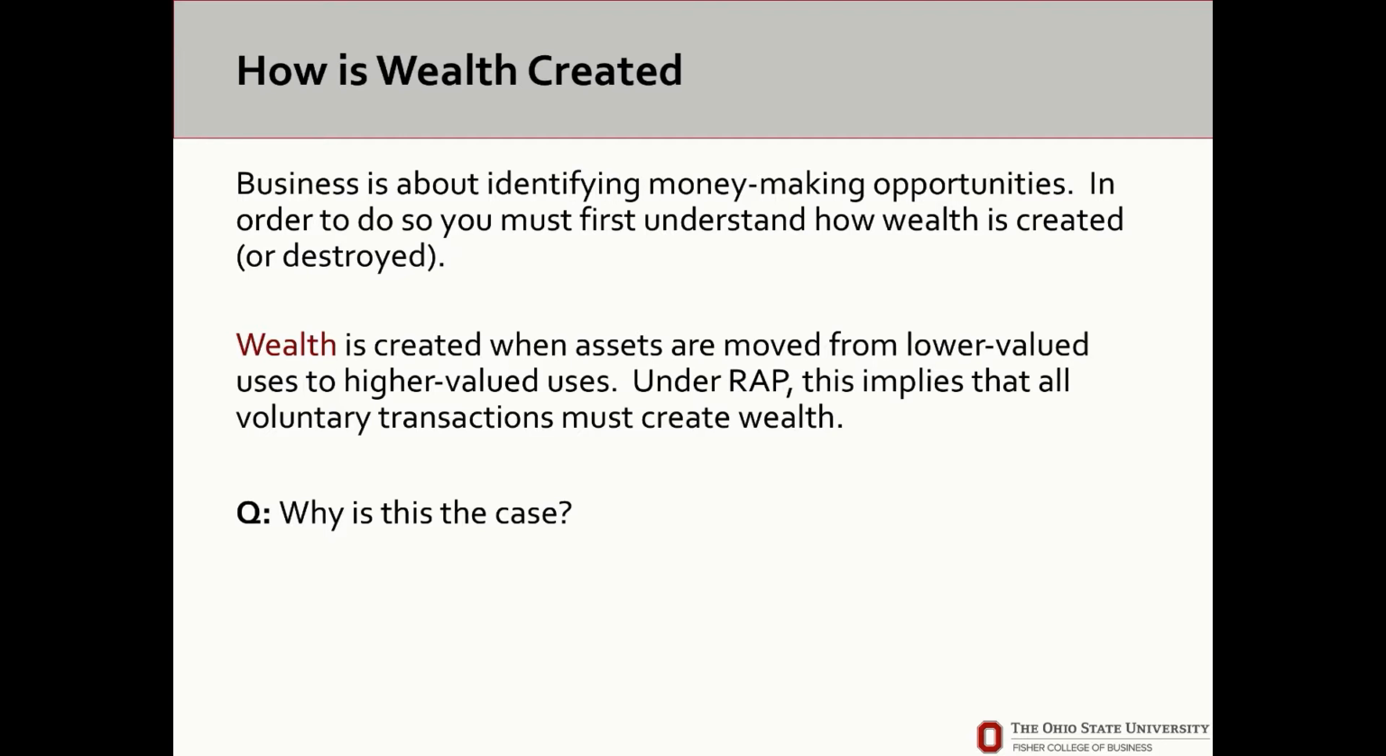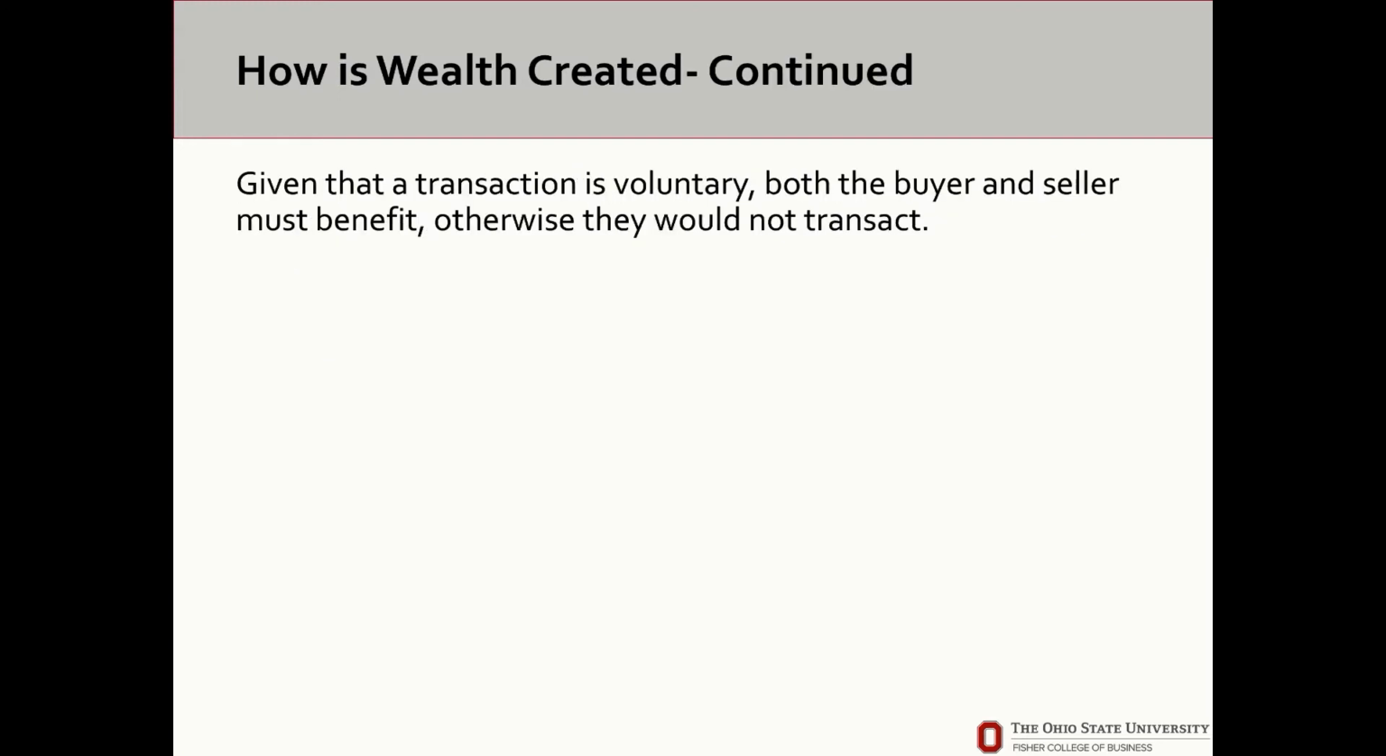All voluntary transactions must create wealth because otherwise the transactions would not occur. Going back to our example of the used car, the seller would only choose to sell the car if the money he or she is receiving in exchange for the car is greater than the seller's value of the car. On the other side, the buyer would only choose to purchase the car if the value of the car was at least as much as the price the buyer was paying for it. That is, both the buyer and the seller must be better off from this transaction. If this were not the case, one of them would simply walk away and the transaction would not occur.